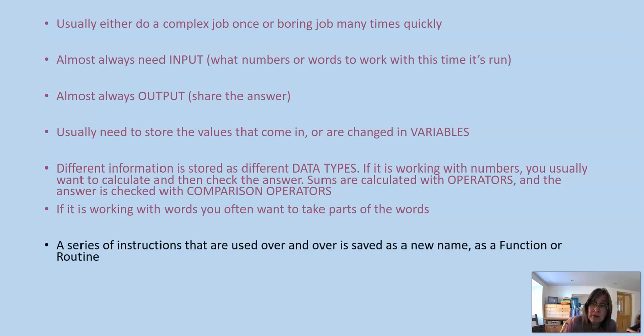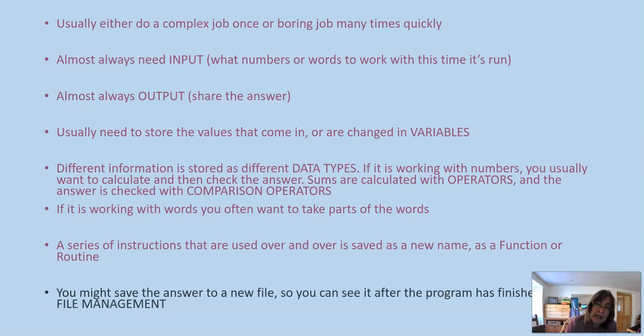Sometimes you want to do the same thing many times, and what we do in that case is we save that group of instructions as a function or a routine, and then we just call that routine each time we want to do that group of instructions. So instead of writing those instructions many times down the program, we just call it each time, and it goes back and finds the list of instructions. Another thing you might be interested in is you might want to save the answer that the program has come up with so that you can go off and look at it again another time. And so sometimes we want to write the answer to a file and call that file management.